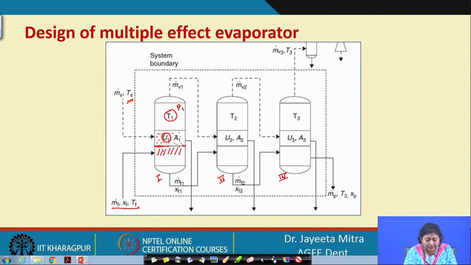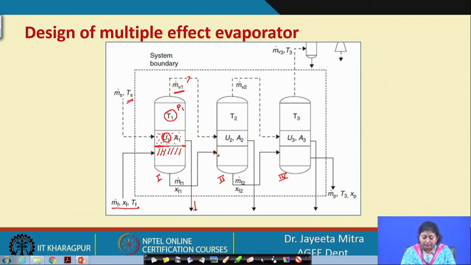Now, the steam is condensed here, going out by this stream, and whatever evaporation takes place in the first effect is causing this vapor flow rate mv1 dot from the first effect, which is coming out and entering into the second one, whereas the concentrated liquid that comes out from the evaporation of feed is going to enter the next effect.